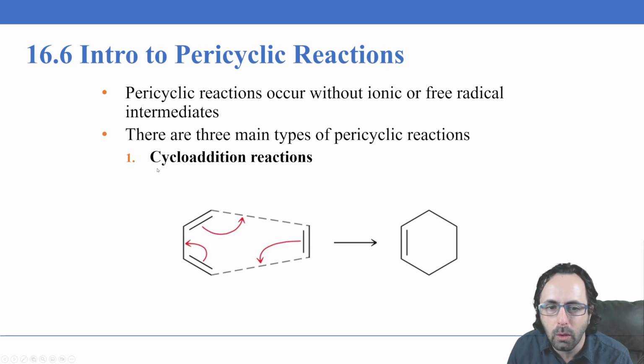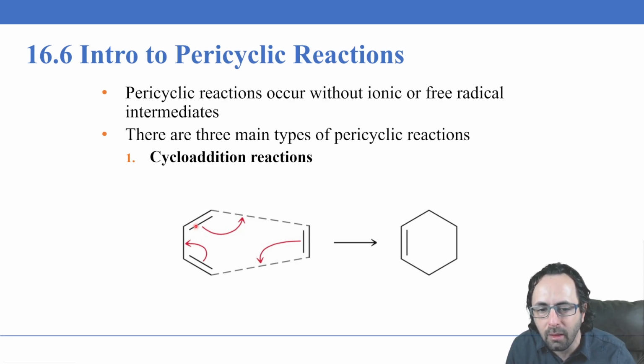And so the first example is the cycloaddition reaction. And so the mechanism arrows go like this. The two electrons from the pi bond here go into forming a sigma bond between this carbon here on the diene and this carbon on this alkene. Then the two pi electrons here go into a pi bond between these two carbons here.